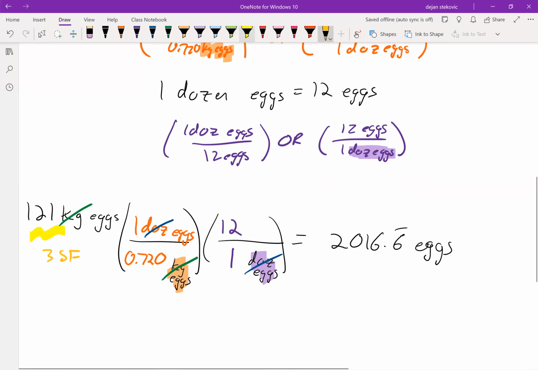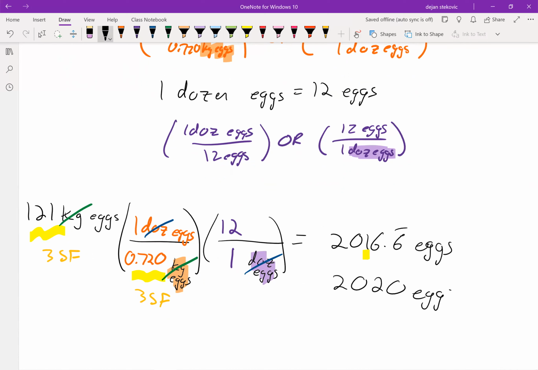If we think about what we've got here, we've got 3 sig figs. This conversion factor also only has 3 sig figs. The 1 to 12, that's an exact, that's counting, so that's exact. And so our answer should at the end only have 3 sig figs. So that's that 2 spot right there. So we get to 2020 eggs.